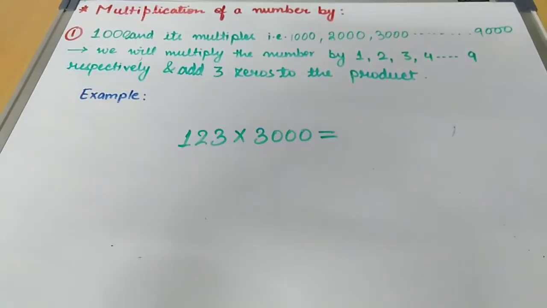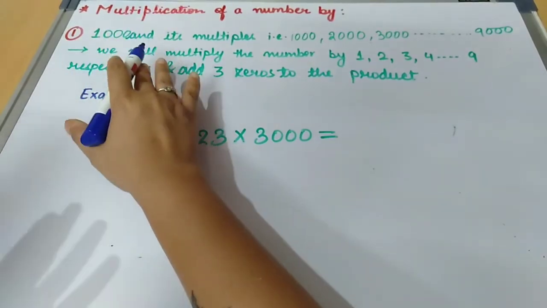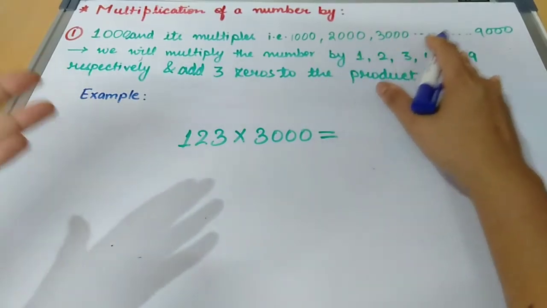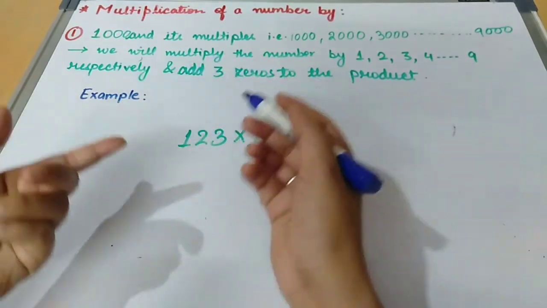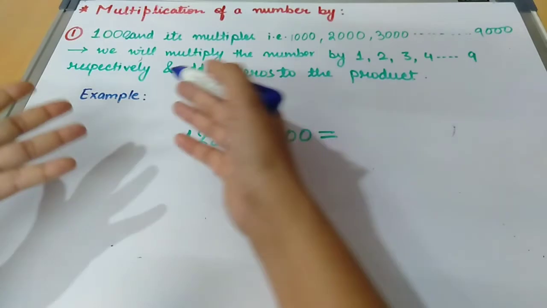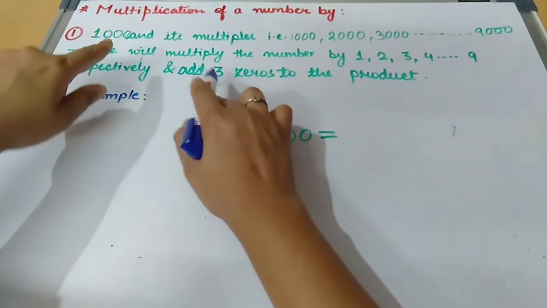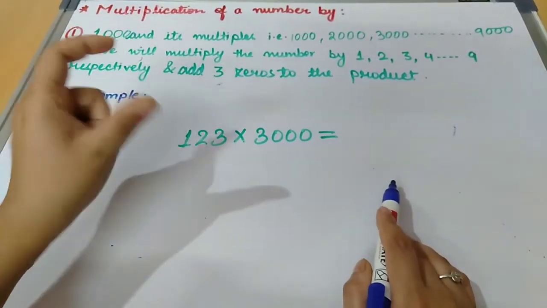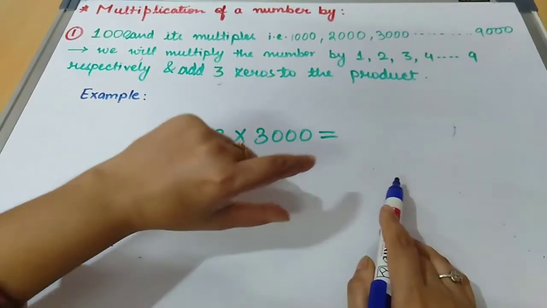So let us see the next one, that is by 1000. If we multiply a number by 1000 and its multiples, that is 1000, 2000, 3000, 4000 till 9000, it is the same concept. We multiply the number by 1, 2, 3, 4 up to 9 respectively, and add 3 zeros. Here are 3 zeros, so we have to see how many zeros there are, and that many zeros we have to add at the end of the product.